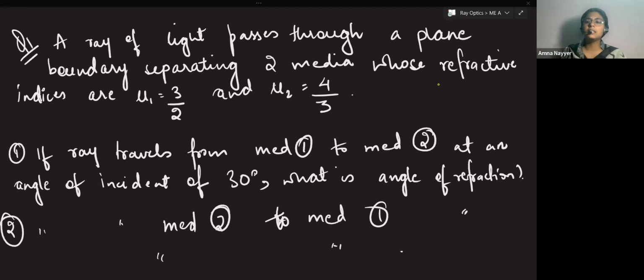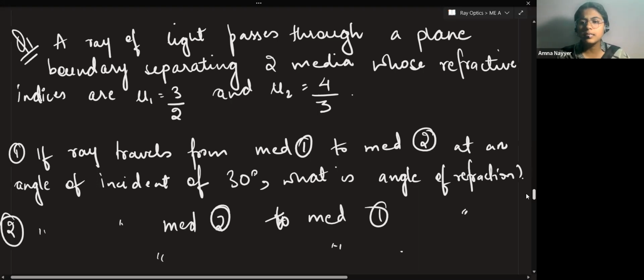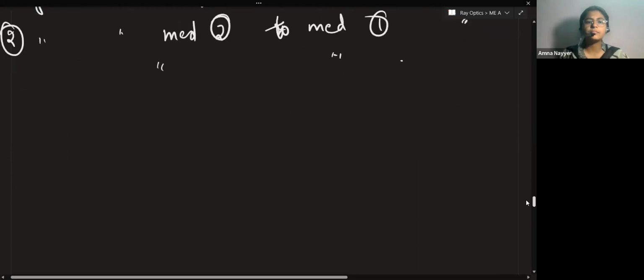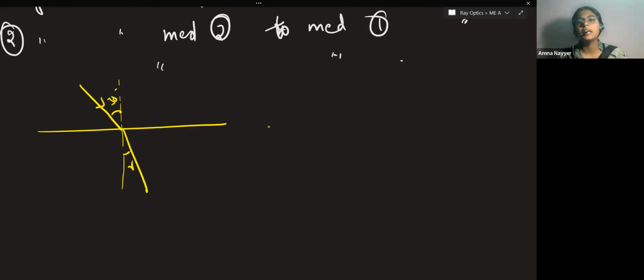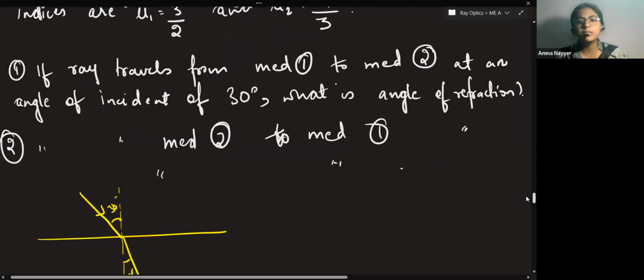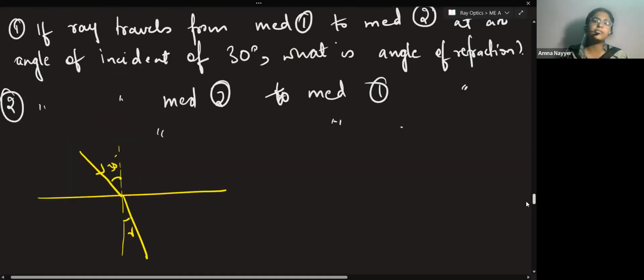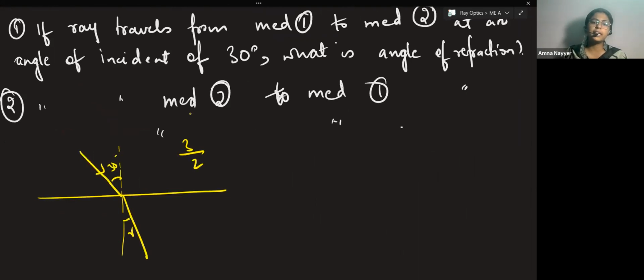So see, if I draw it for the first part, this is the interface, this is the incident ray. This angle is 30 degrees, it gets refracted. This is some unknown angle. Now, the first medium has refractive index 3 by 2. The second has refractive index 4 by 3. This is mu 1, this is mu 2. Now light is entering from medium 1 to medium 2.